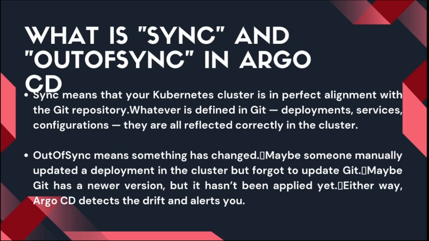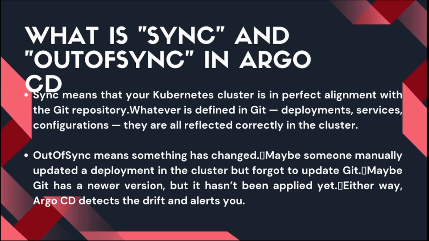So why is it important? Sync means everything is as expected, safe. Out of sync means something is happening with the environment, something may be a failure. It's kind of a warning. So in a simple line, sync means your cluster and Git are best friends. Out of sync means they had a fight, and Argo CD is the peacemaker.